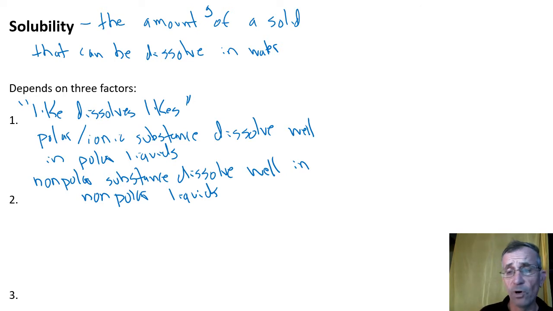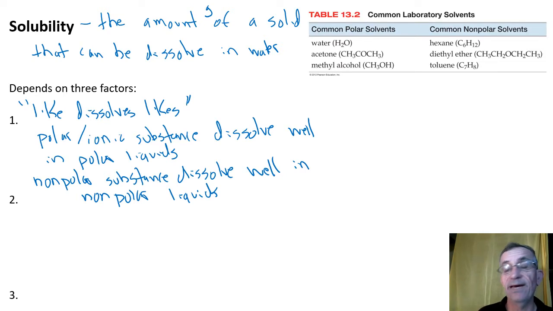Anything that's a polar compound or ionic compound is going to dissolve better in polar liquids. You can see a list here on the left of some polar liquids, things like water or acetone or alcohol. They're all polar, so polar things dissolve well in them. There's plenty of nonpolar molecules in the world too. Nonpolar things dissolve better in nonpolar liquids, mostly oils, like hexane and toluene, or ether, which is another nonpolar liquid. So you dissolve better when you're around things that are similar to you. All right, what else matters?